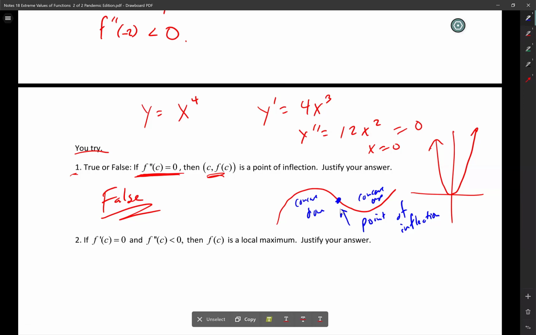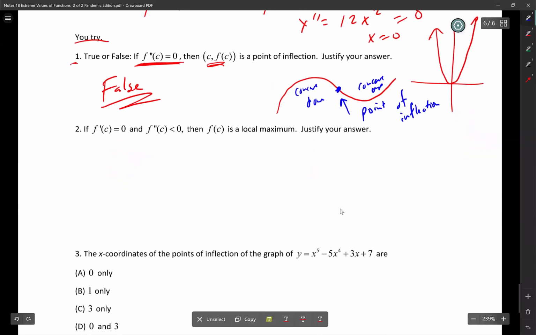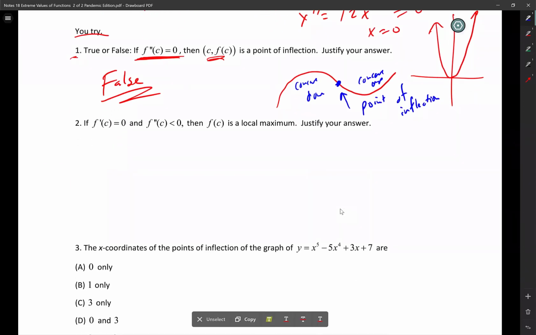All right, you guys ready for the next one? If the first derivative is 0 and the second derivative is negative, then f has a local maximum. We just talked about that. Look at your notes. Take 30 seconds, guys, and I want everyone to answer this one.